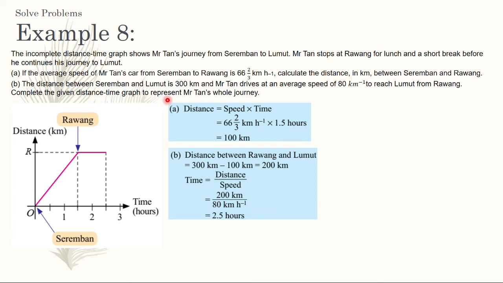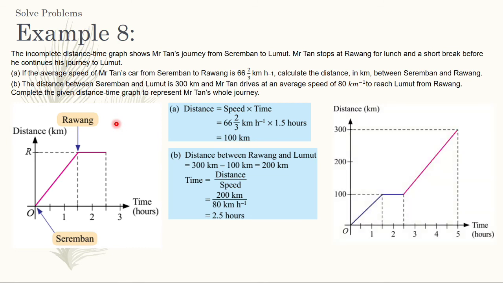Okay, after that, we are going to find the time taken. So time is equal to distance over speed, which is 200 over the speed given, which is 80 km per hour. We will have 2.5 hours. Okay, and then they ask you to complete the given distance time graph, so we just have to add on another 2.5 hours, and then this one to 300 km. Okay, so it will be like this. 2.5 plus 2.5 is 5 hours. This one indicates 300. So this part is the Lumut. Okay, that is done already for the graph.